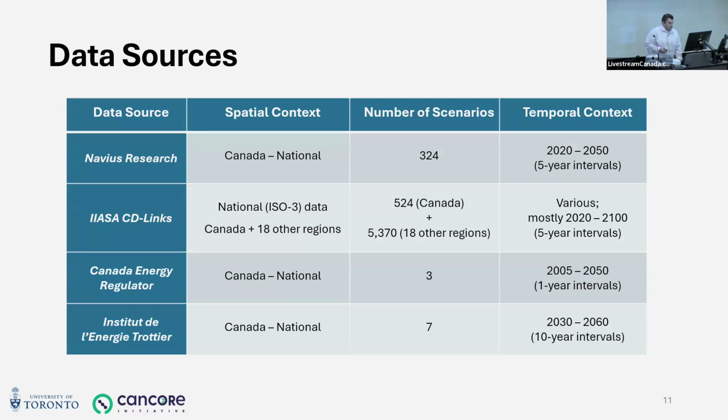So, to analyze these dynamics, we compiled scenario data from 4 major sources. The first one is Navius's GTEC IESD model, which is an energy economy model with 324 scenarios. It includes 10 sectors and varies key assumptions like solar, wind, and battery costs, oil price, and DAC availability.